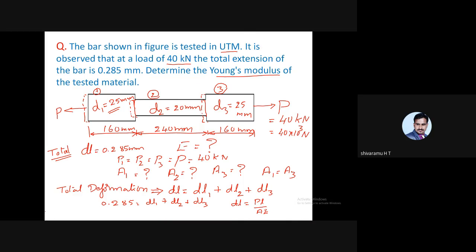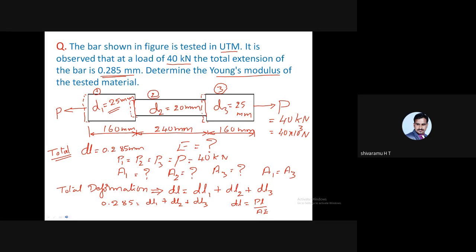So here a figure is given and the load is given. Load is 40 kilonewton, the diameter of the different sections is given and length is given, and the total deformation was given. Here it is not asked to calculate the deformation of each section or the total deformation. Here the total deformation is given, and it is asked to calculate the Young's modulus of the tested material.